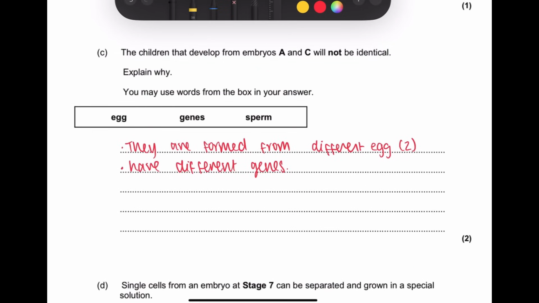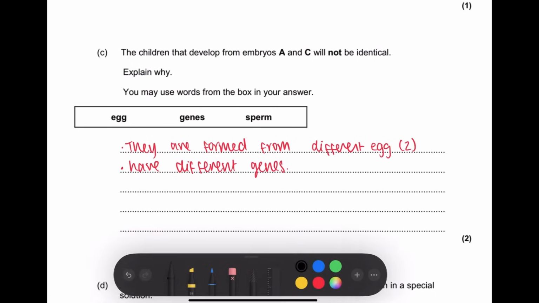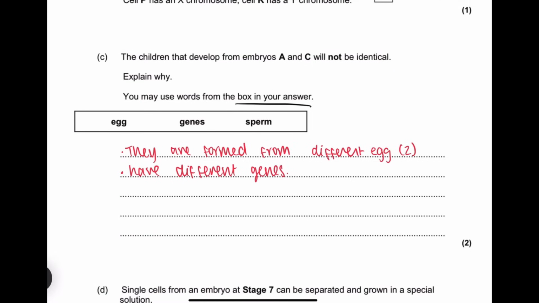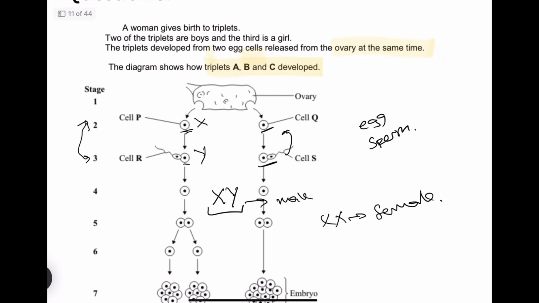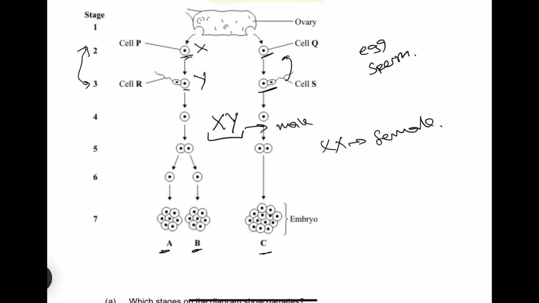C. The children that develop from embryos A and C will not be identical. Explain why. You may use the words from the box in your answer. They will not be identical because they are formed from different eggs, meaning that they have different genes. You can see here that A and C are from different ones. B is formed from P and R, while this one is formed from Q and S. So these have different genes altogether, while A and B will be identical.